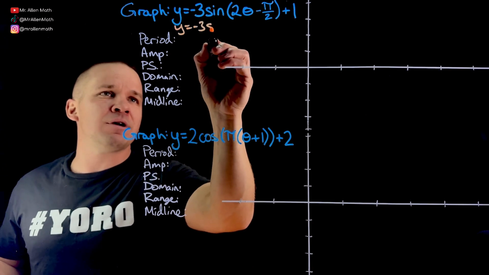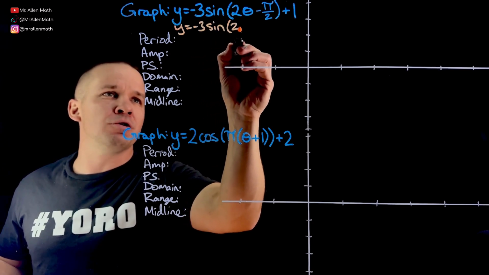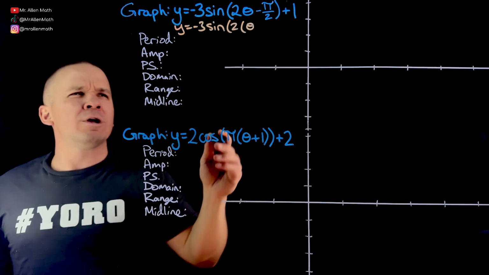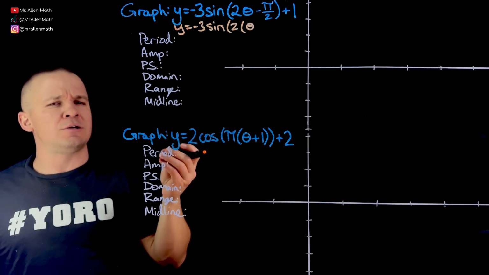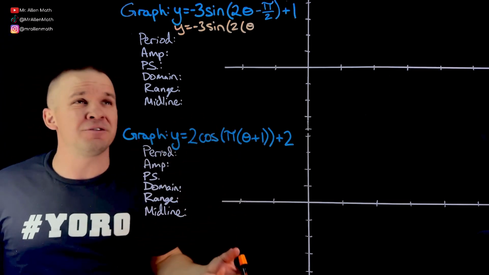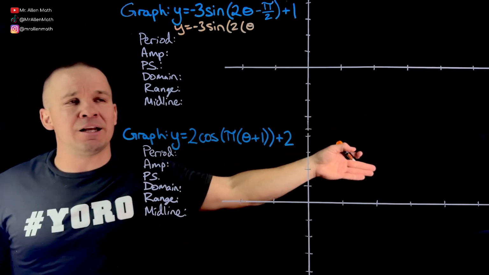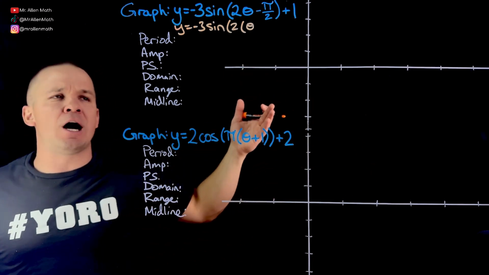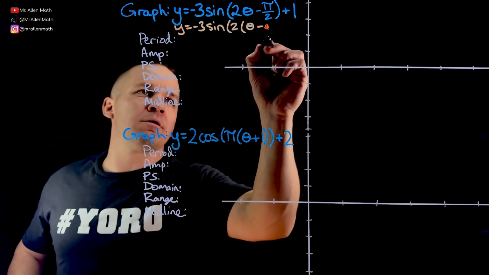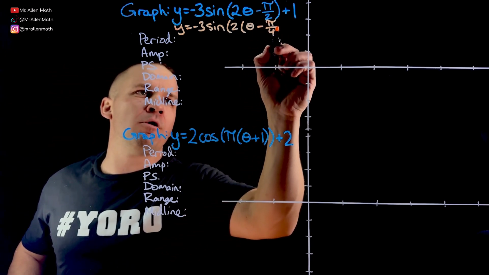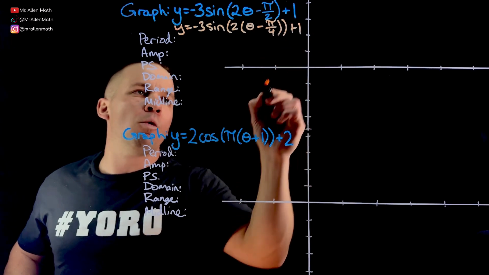So -3 sine, then we'll have 2 parentheses theta. What's pi over 2 divided by 2? Sometimes it's a little bit confusing, okay? You're dividing by 2, or you could think of it as, okay, well, if I multiplied back in by 2, how would I get to my original pi over 2? It's going to be pi over 4, okay? So pi over 4, close them, plus 1.